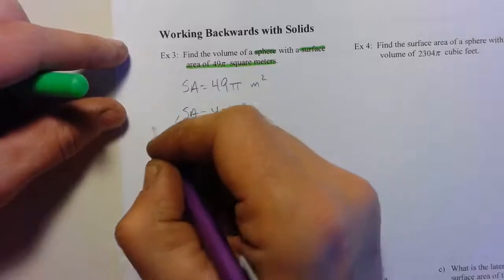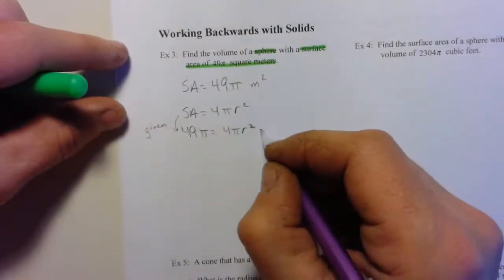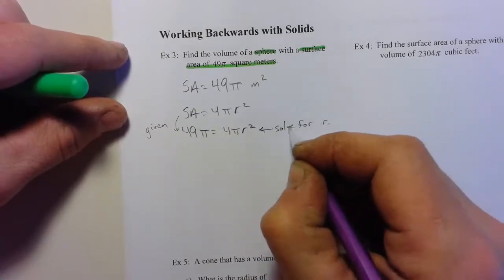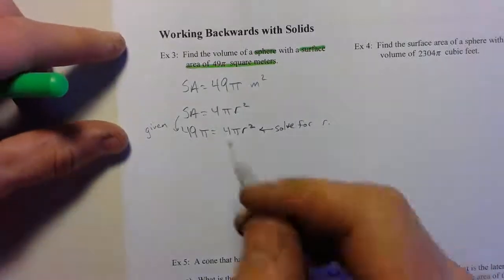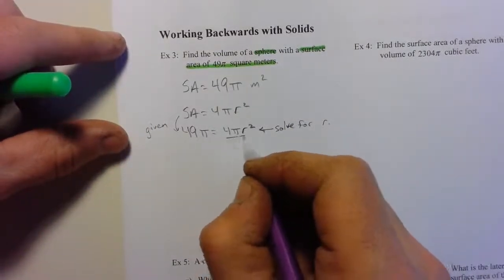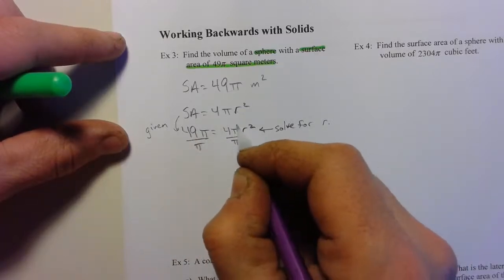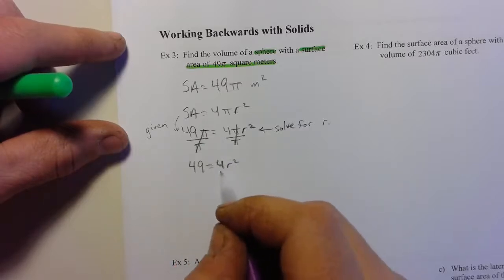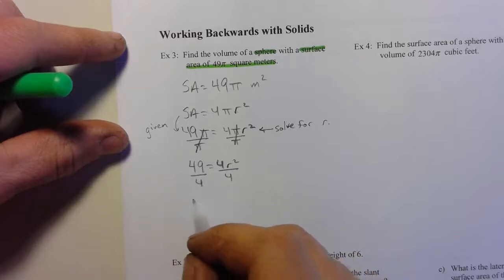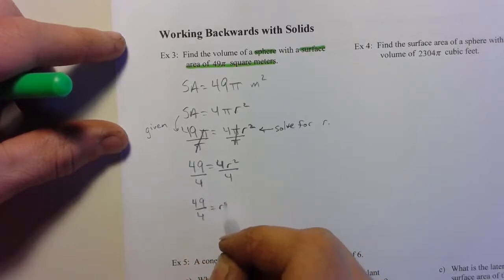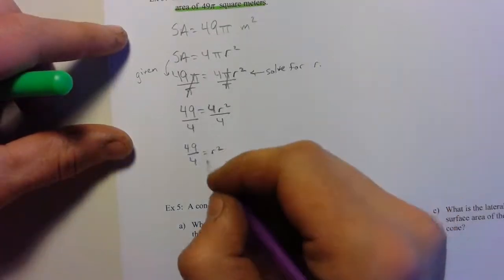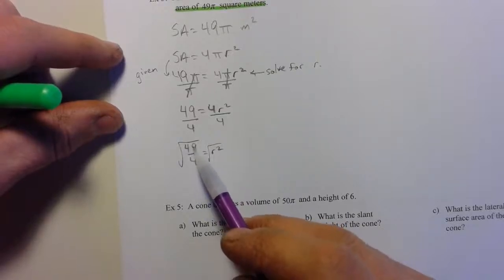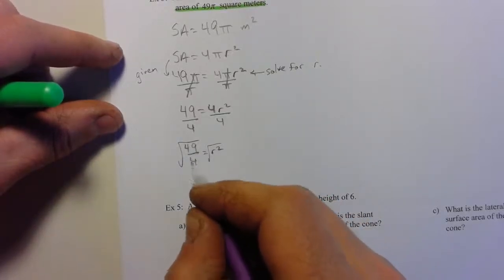That was our given, and our next step is to solve for r. How am I going to get r all by itself? How about I divide both sides by pi first? That seems like the easiest thing. Then I'll divide by 4, and I'm going to leave it as a fraction. This can be easier for our next step, because now I'm going to take the square root. Remember, when taking square roots of fractions, if they're both perfect squares, you can just take the square root of the top and the square root of the bottom.